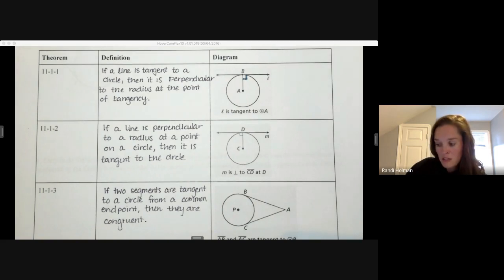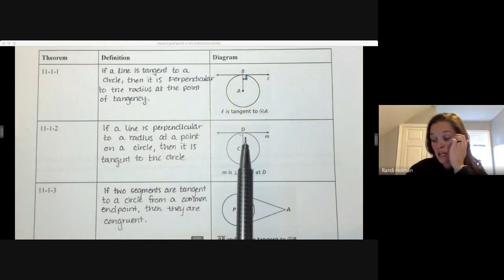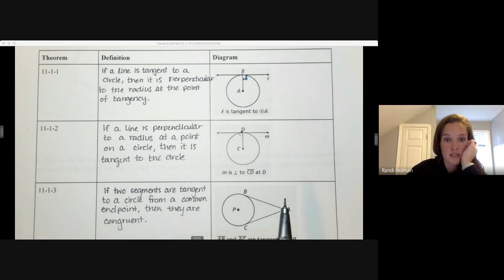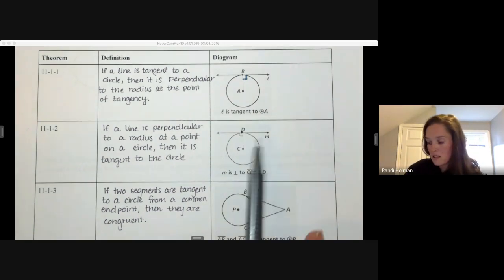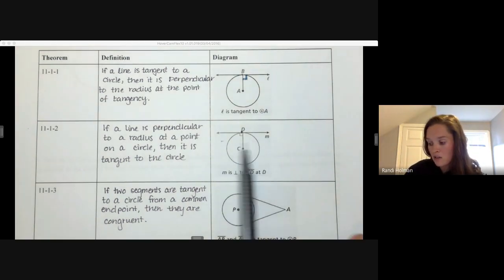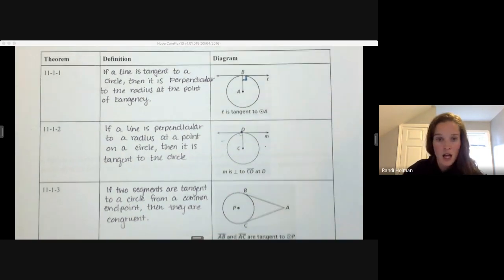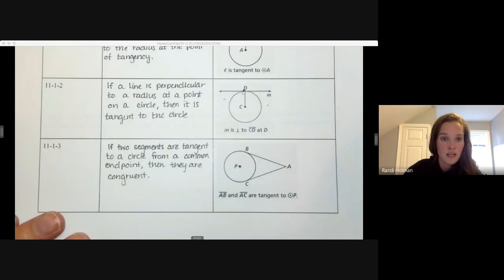The converse of this also works. If we know that we have a line that's perpendicular to a radius at a point on the circle, then it is tangent to the circle, right? I could draw lots of lines that are perpendicular to this radius, but it has to be at that point on the circle.